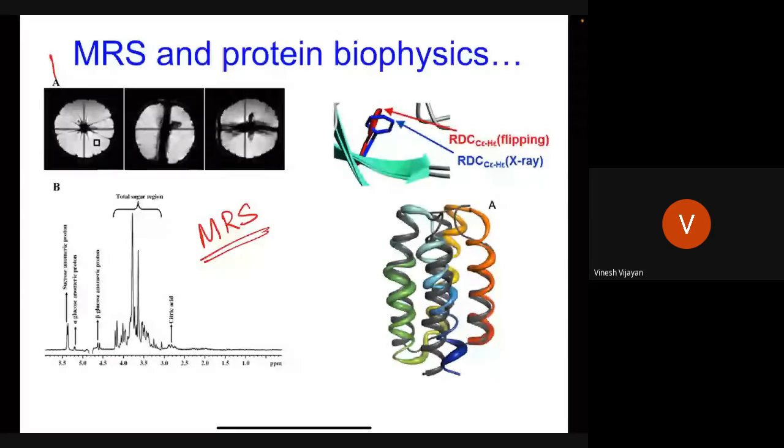As you're able to see, these are the magnetic resonance MRI images of sweet lime, and we picked up a small volume element and did NMR within that volume element.